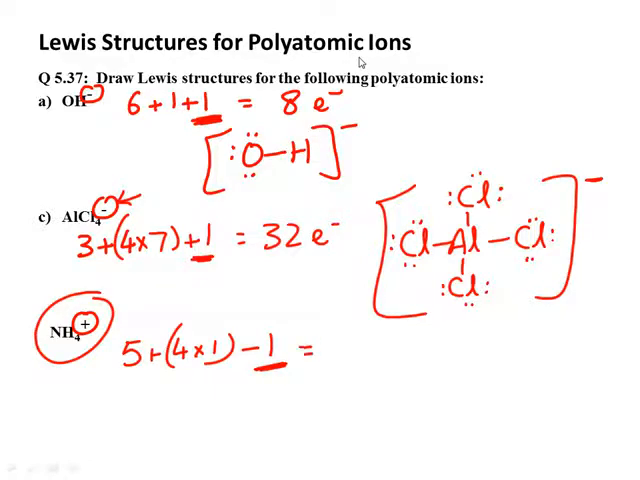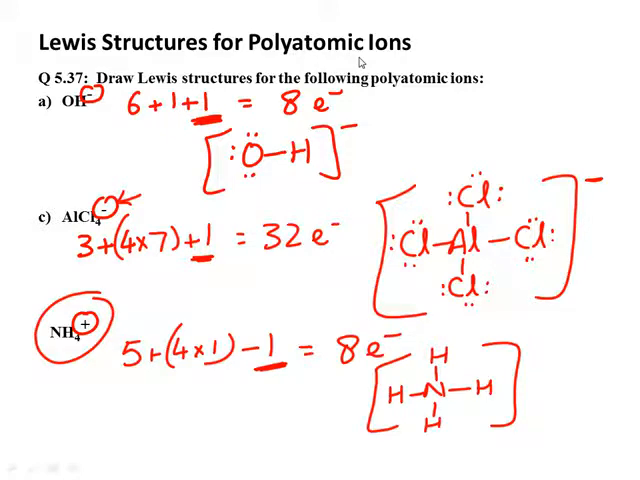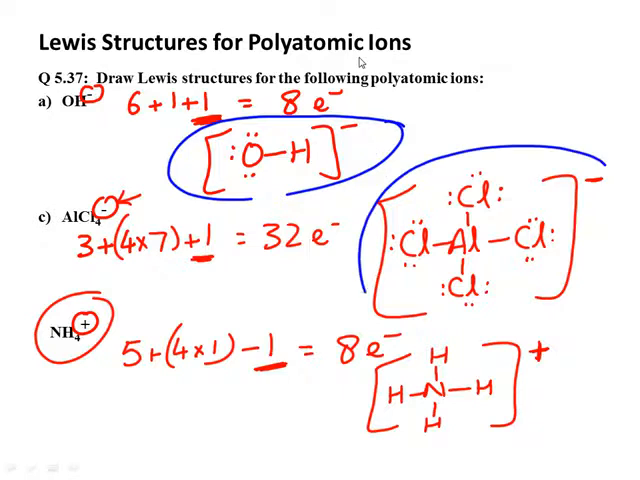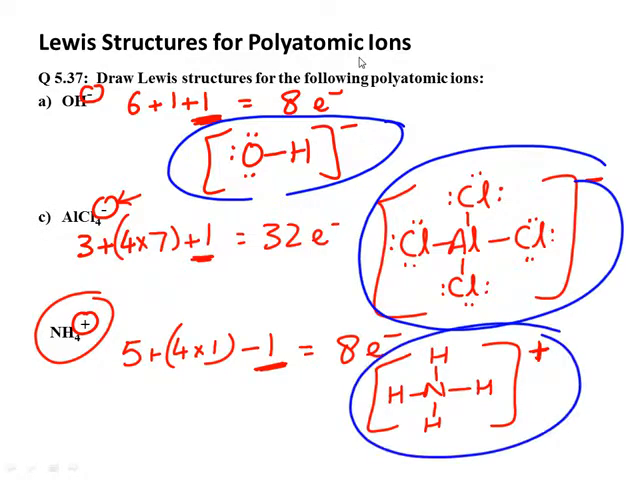So the total number of valence electrons now would be 5 plus 4, 9, minus 1 gives us 8 electrons. Central atom, nitrogen in the middle, connected to the 4 peripheral hydrogen atoms. How many electrons have we used up? Exactly, all of them. So we are done. Do not forget to write the positive or the negative charge outside of the brackets for these ions. So the process doesn't change when you're dealing with polyatomic ions. The only difference is that you add electrons for negative charges and you take away electrons for positive charges.